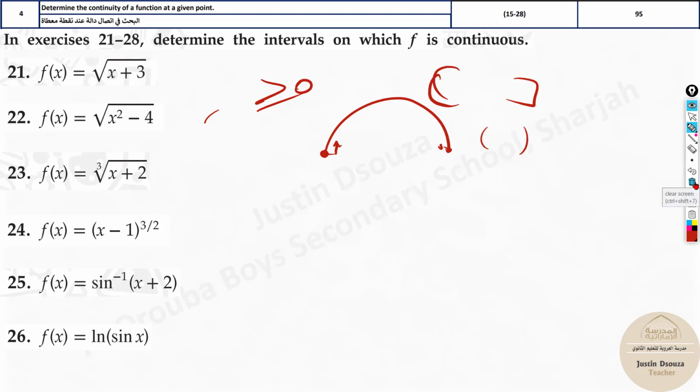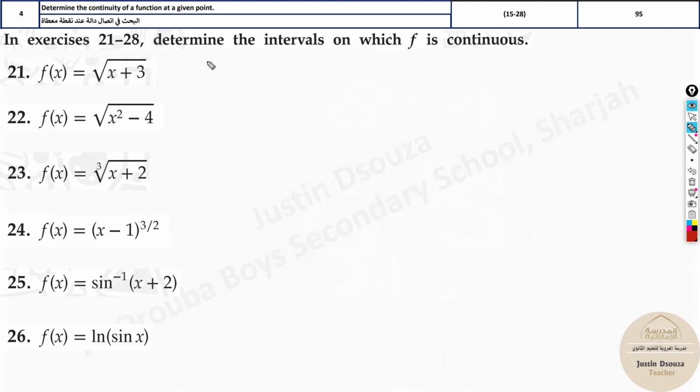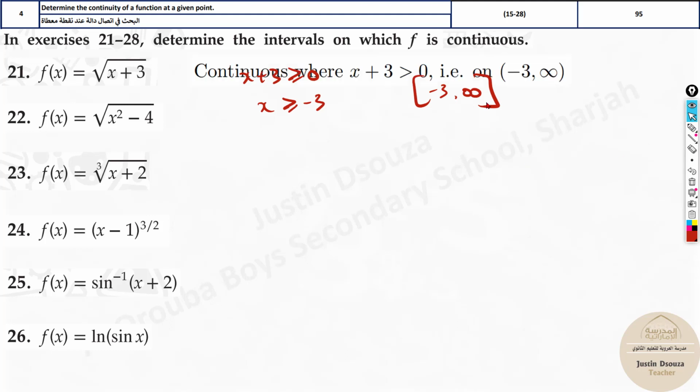It's very confusing, but now I'll just directly tell you a shortcut method, because anyway this will be an MCQ, right? What you do is look at the function. If there is no denominator, just like this, consider the inner part, just find the domain of this. x plus 3 must be greater than or equal to 0, isn't it? So x, 3 goes to the other side, must be greater than or equal to minus 3. So it'll be negative 3 comma infinity. That's the answer. It is continuous over here, all this part.